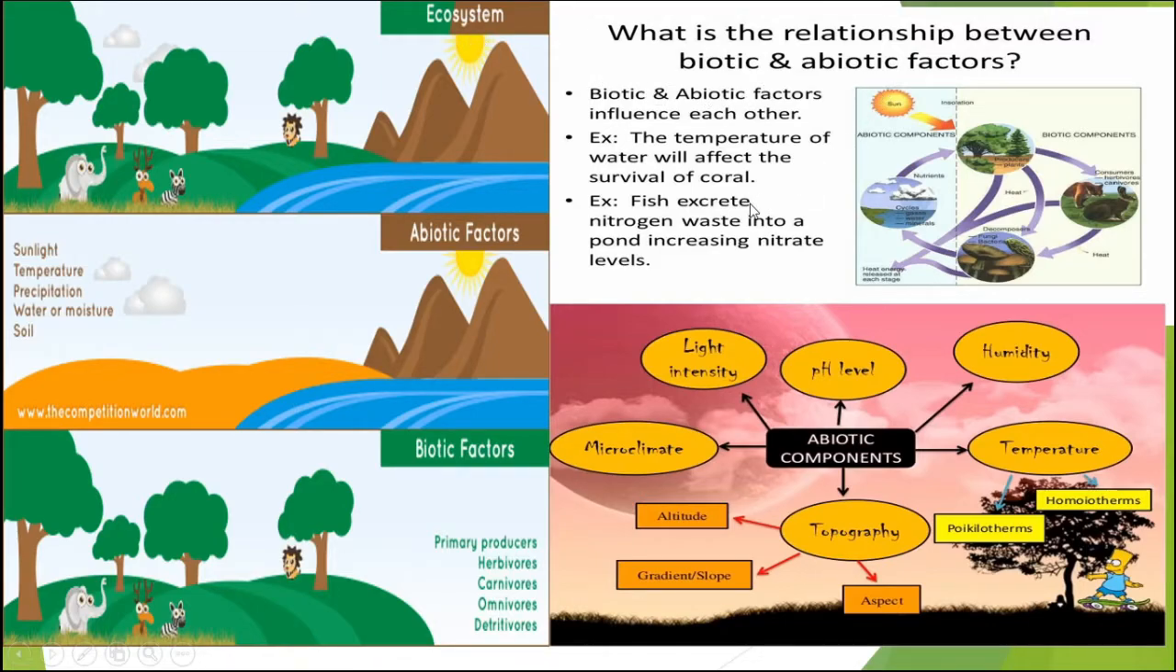There is a relationship between these two, that means they depend upon each other and influence each other. For example, the temperature of the water will affect the survival of coral. Similarly, fish excrete nitrogen waste into the pond, and that will increase the nitrate level. In this way, both of them are influencing each other. These are the abiotic components, that is pH level, humidity, temperature, topography. Topography includes altitude, gradient, slope, aspect, then light intensity, microclimate. So these are the abiotic components, and both of them, that is abiotic and biotic, will influence each other.